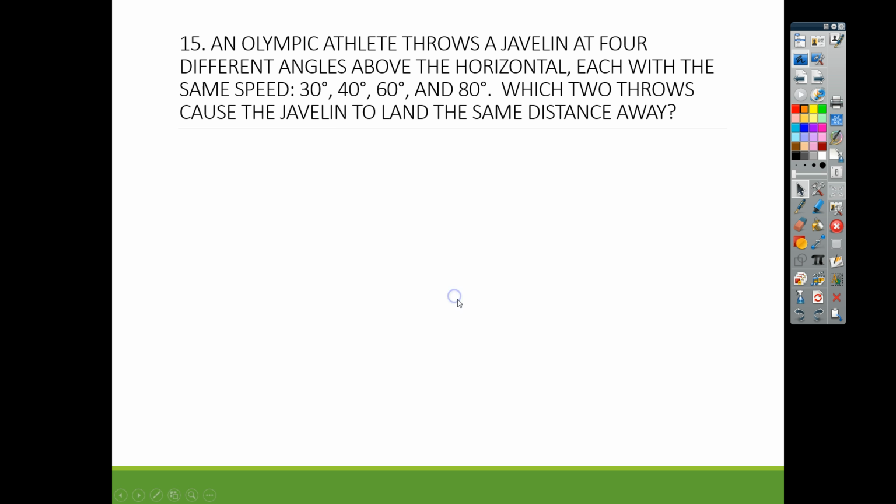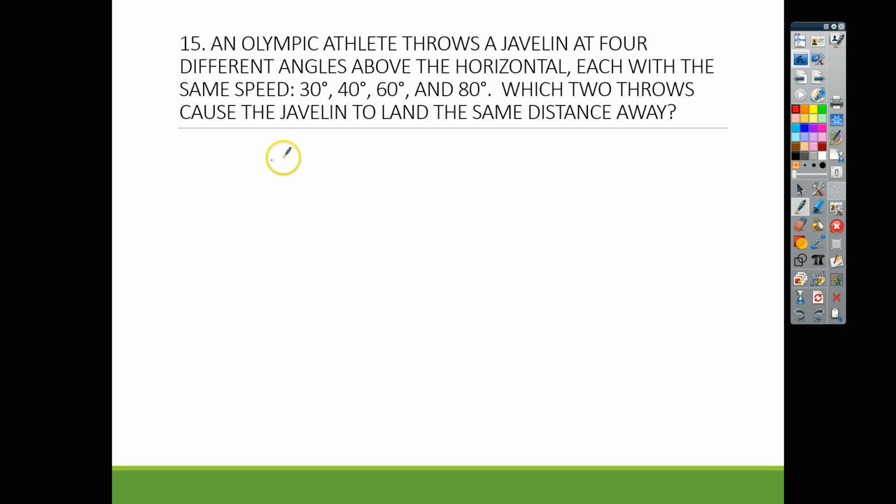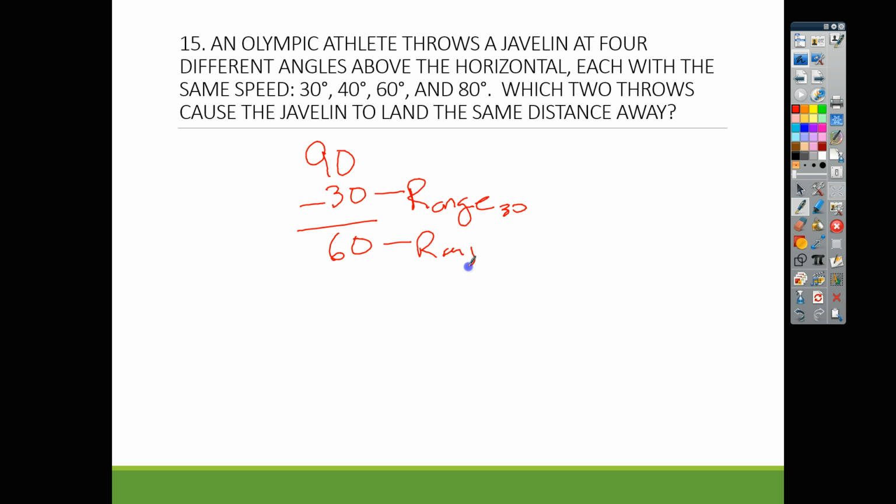For number 15, it says an Olympic athlete throws a javelin at 4 different angles, each with the same speed. Which 2 throws cause the javelin to land the same distance away? And the rule for this is if you take 90 minus any angle, so let's do 30, the other angle that you end up with, 60, these two angles will have the same range. So the range for 30 and the range for 60, these two things are equal. So if I look, the two that are equal here are going to be 60 and 30.